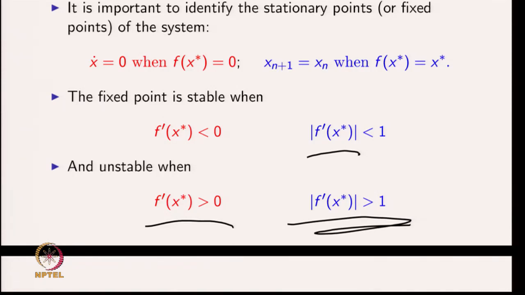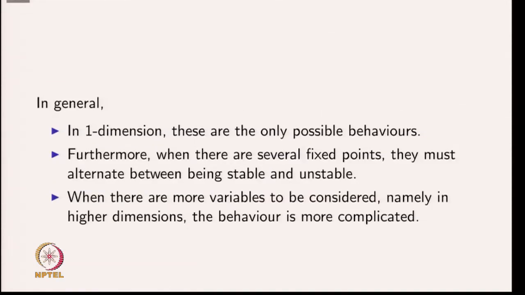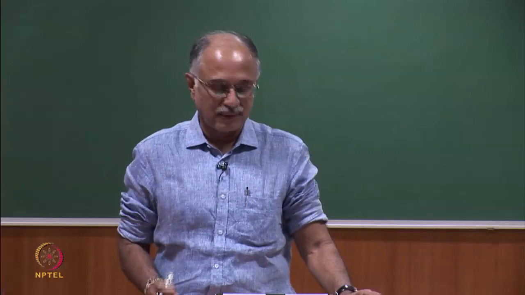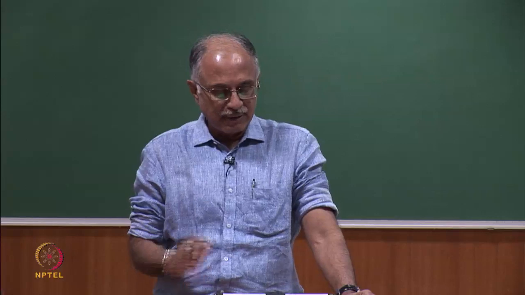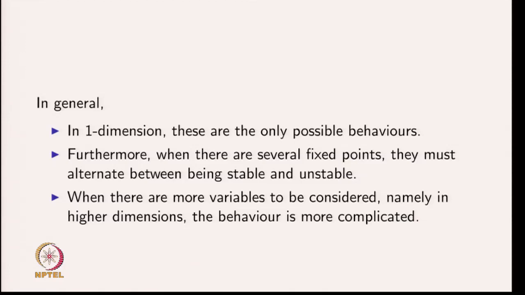So, this more or less summarizes what we had discussed in the previous lecture, and let me just point out that in general, in one dimension, these are the only possible behaviors, namely you can have fixed points. Of course, you can have no fixed points at all in some exceptional situations, but if you have a fixed point, then the only possible behaviors are that it is either stable or unstable. Of course, there is this intermediate case of being neutral, but those are not particularly interesting, and I am not going to spend time discussing them.